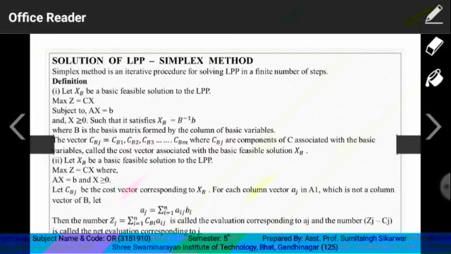Then the number of feasible solutions is given by Zj, which is equal to the summation from i equal to 1 to m of the product Cbi into Aij, which is called the evaluation corresponding to the Aj column. The number Zj minus Cj is called the net evaluation corresponding to j.